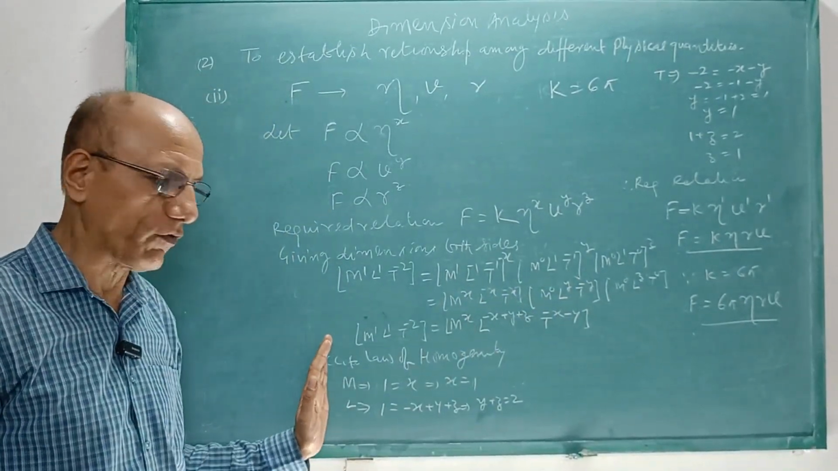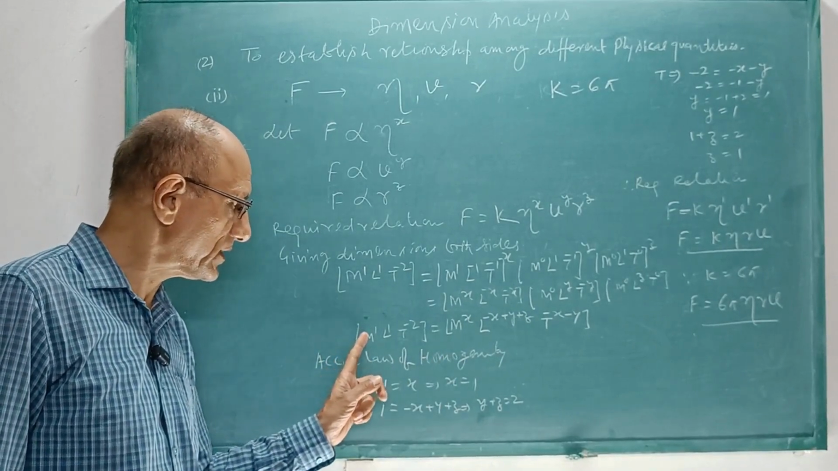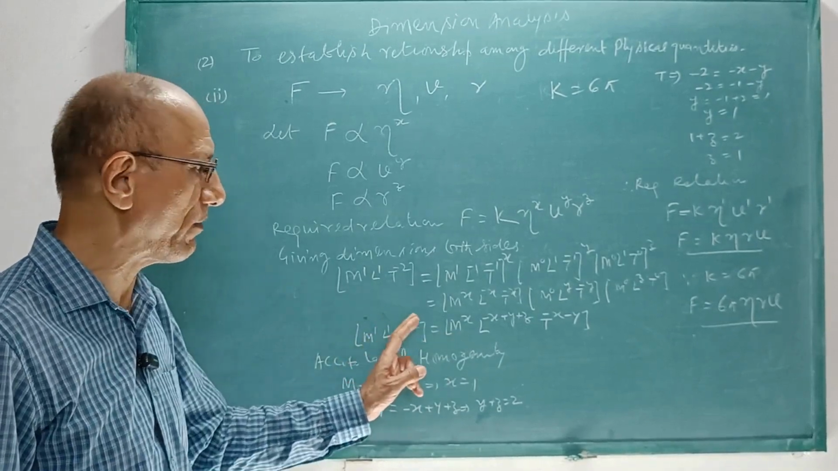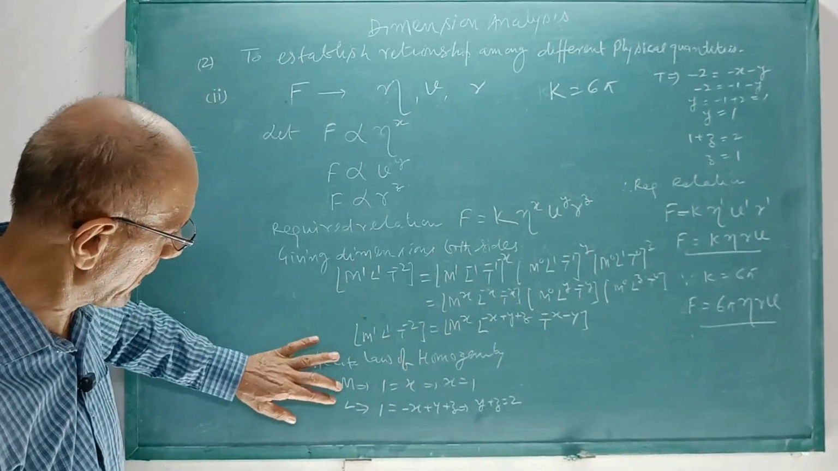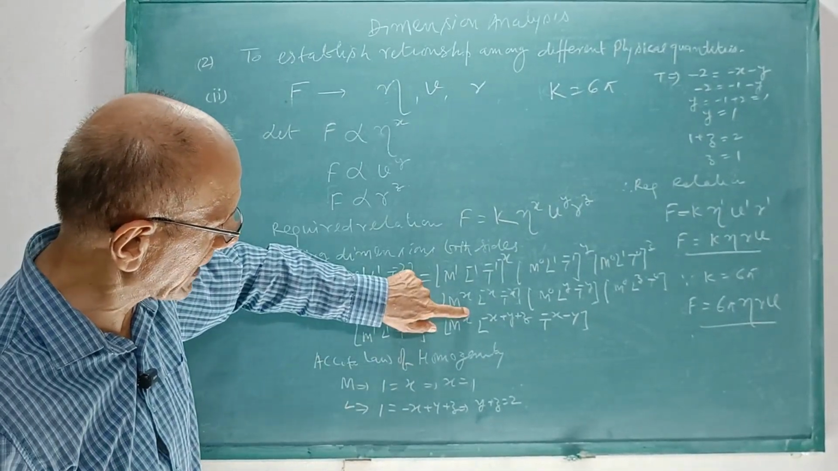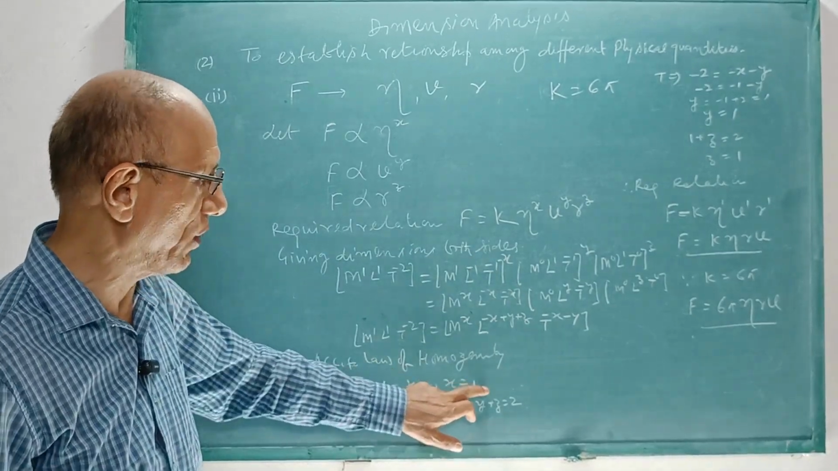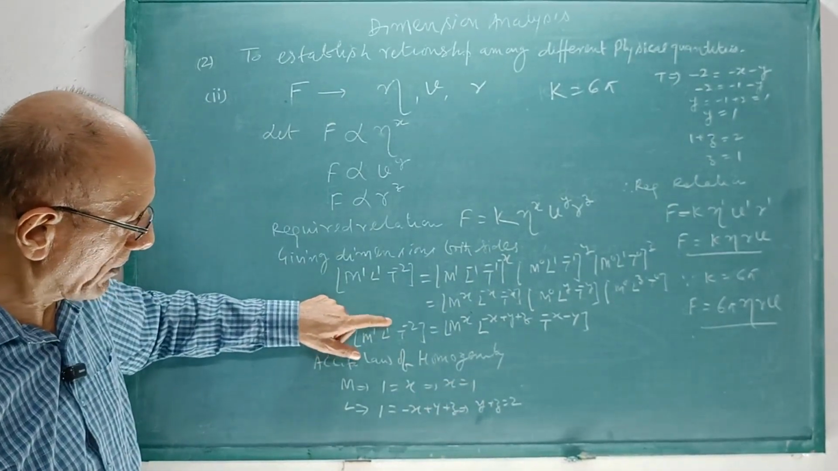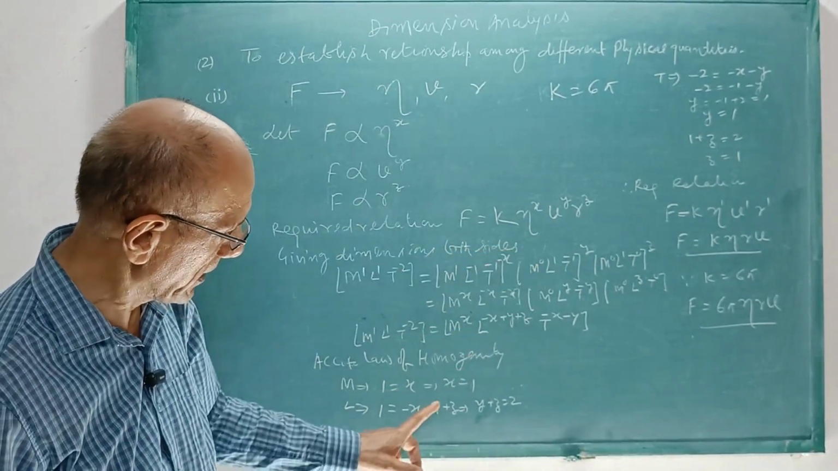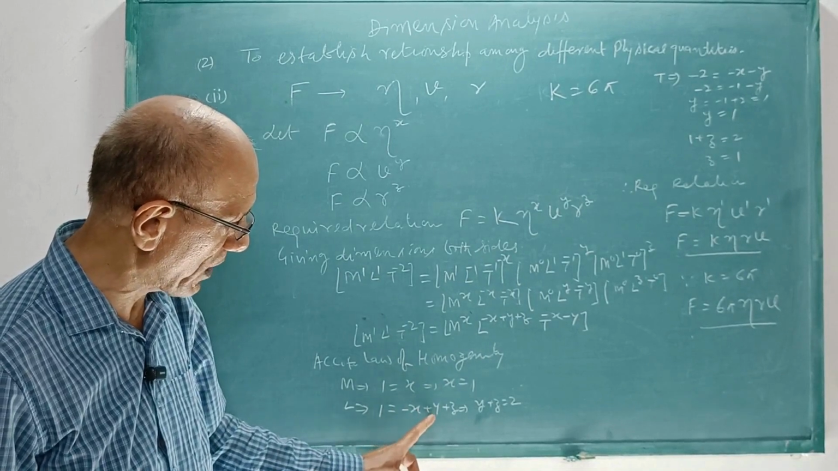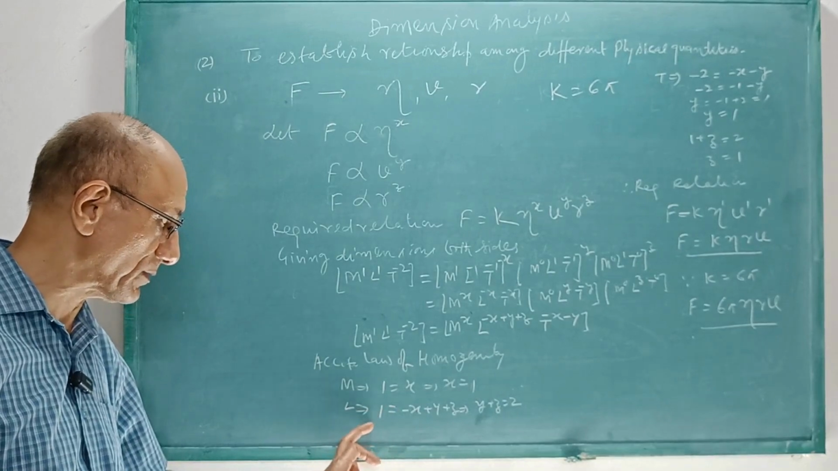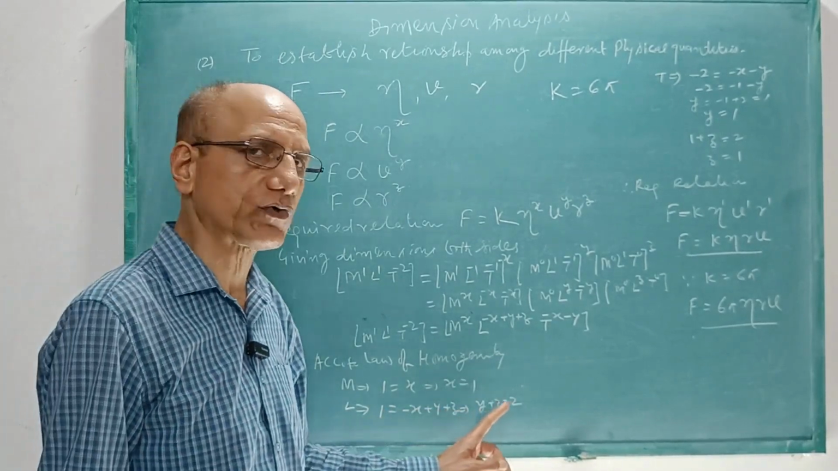Now according to the law of homogeneity, this is equal to this only when the bases are the same and the powers are also the same. So comparing M, you will get left hand side 1 and right hand side x is only there, so x equals 1. Then comparing L, we get L^1, here it is minus x plus y plus z. So 1 equals minus x plus y plus z. Putting the value of x as 1, this becomes 2. So y plus z equals 2.